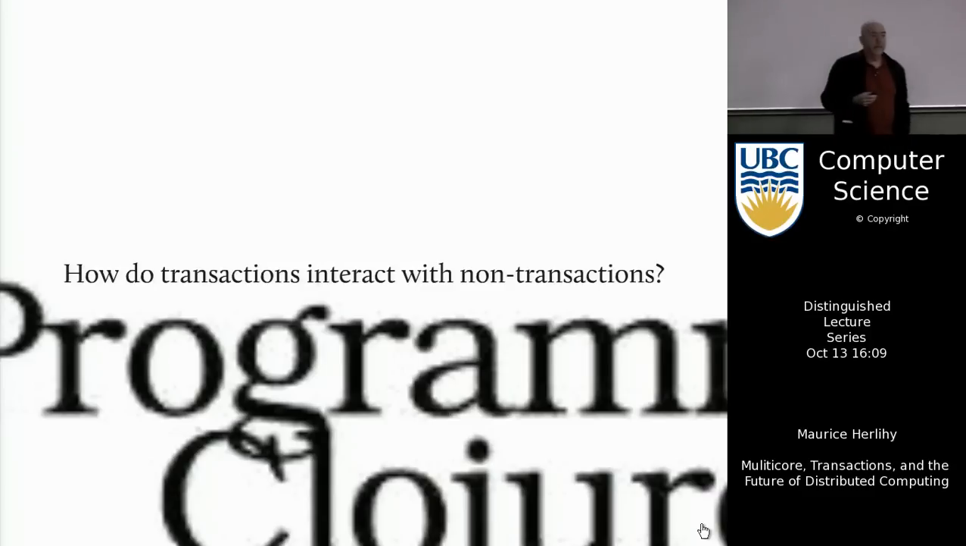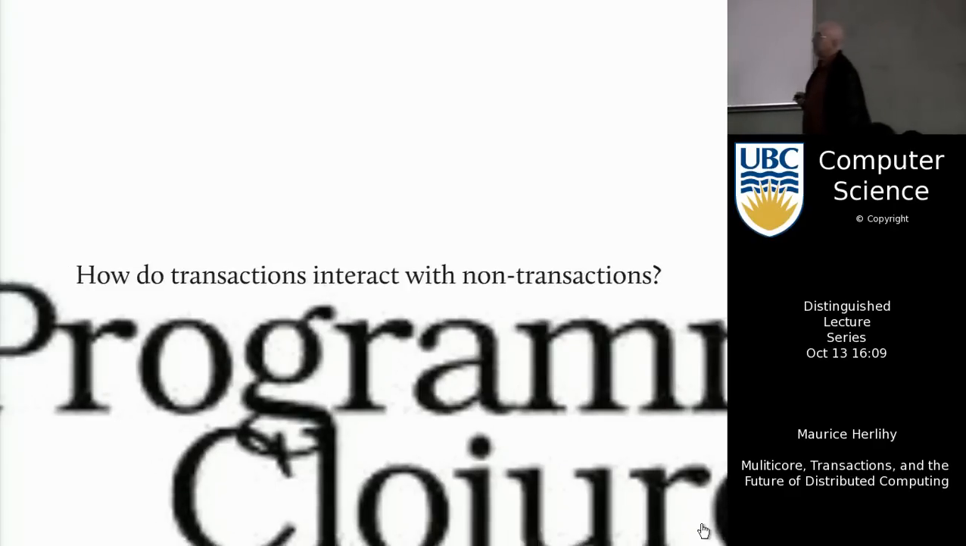Can everyone hear me? Okay. The biggest one is how do transactions interoperate with non-transactions? If you go to Intel and you try to sell them this, they say, well, we've got 50 years of legacy code. What happens if one of your transactions tries to interact with a thread that doesn't know about the transactions?